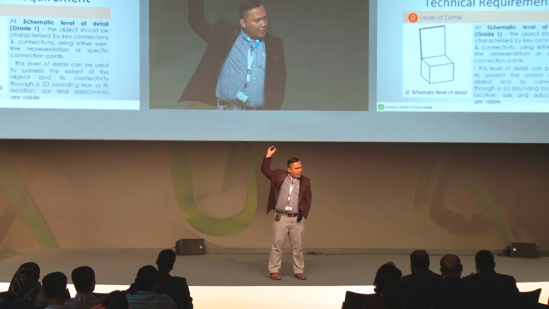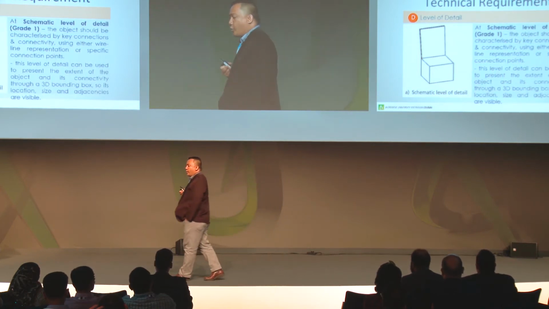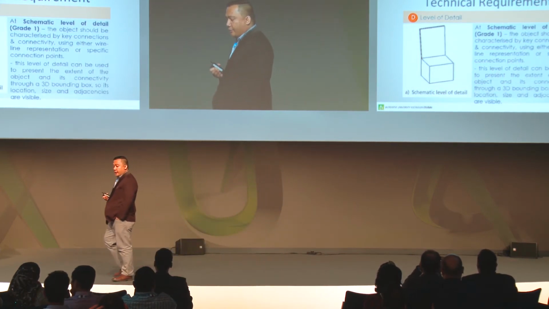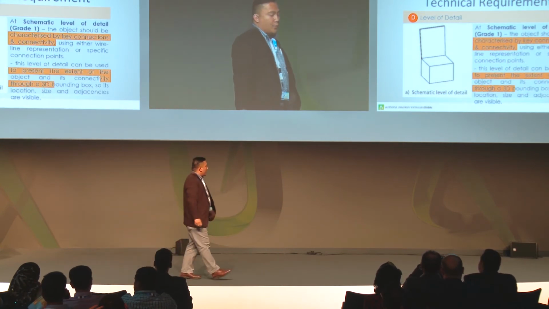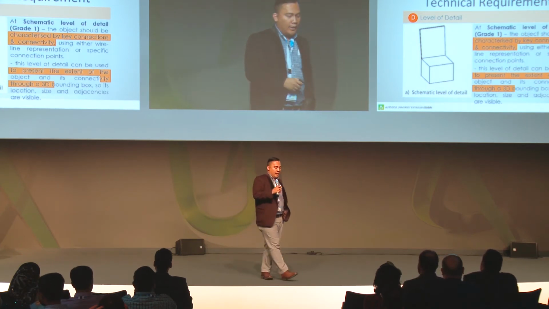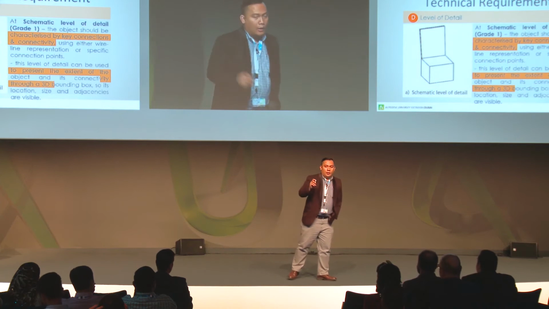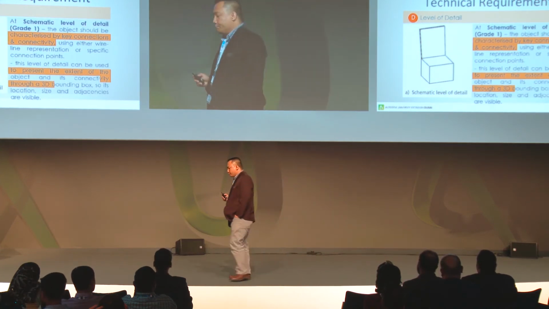According to this document, there are 3 types of level of detail. The first one is known as schematic level of detail, or we normally call this grade 1. The object is characterized by key connections and connectivity. In this level of detail, the object is represented by a 3D bounding box. So it's quite generic.